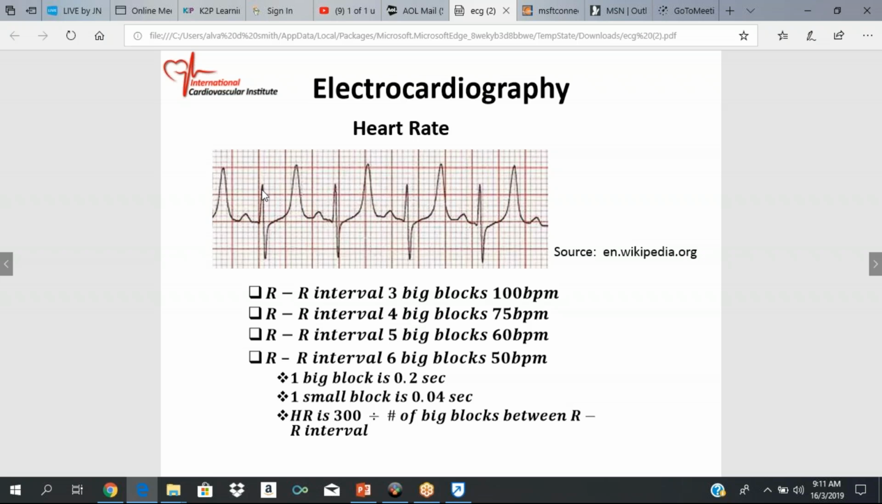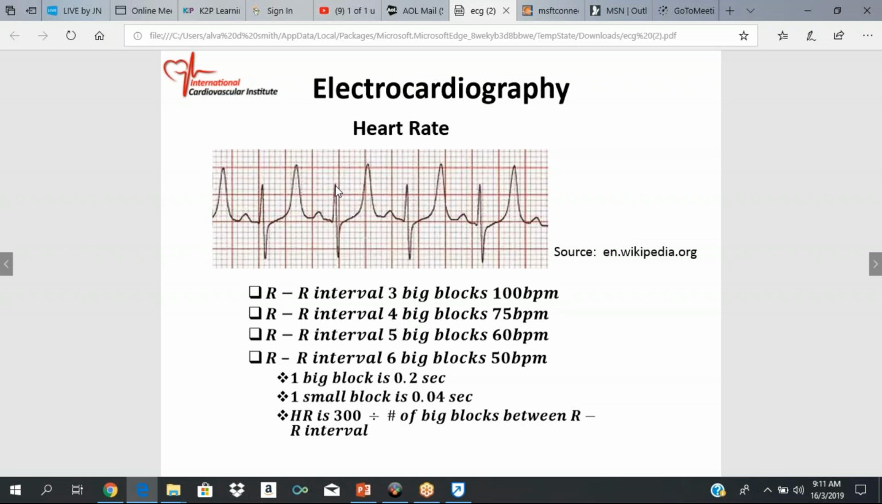So let's count it. It doesn't have to be exact, but if this falls right there, this is 1, 2, 3. So we have three big blocks between the RR. So the heart rate would be 300 divided by 3. So the heart rate would be 100.